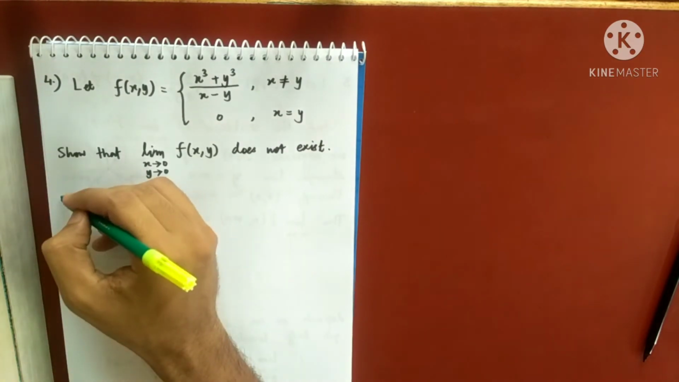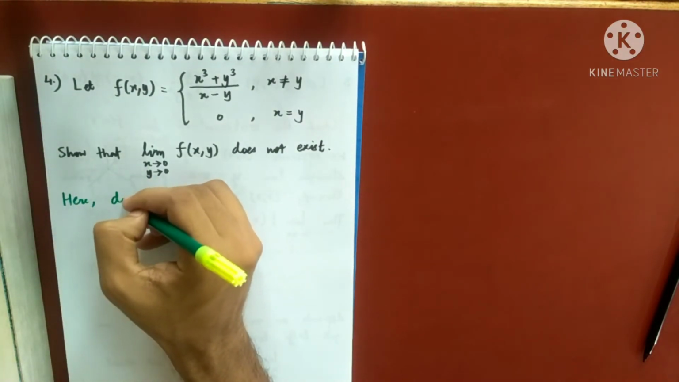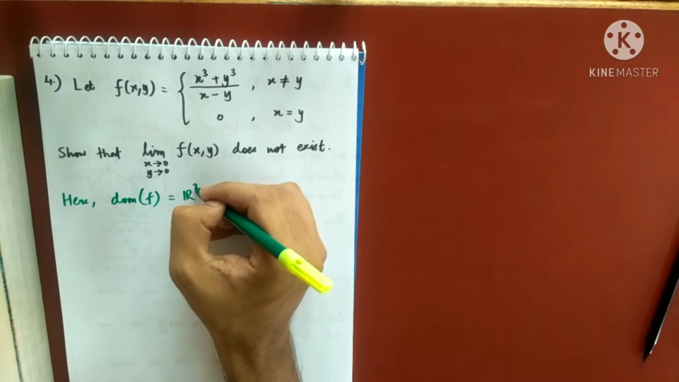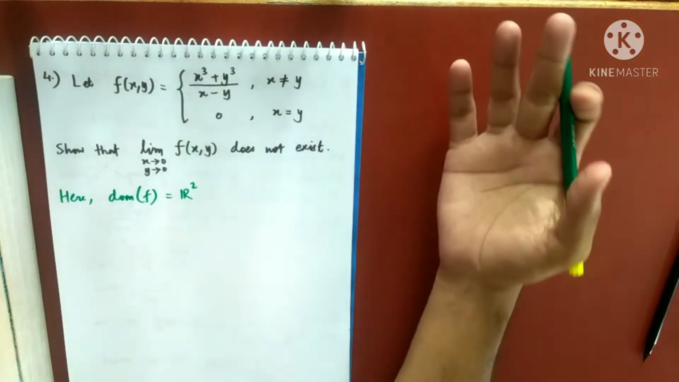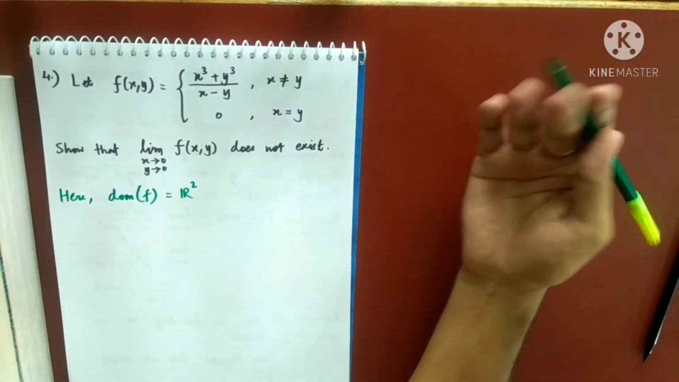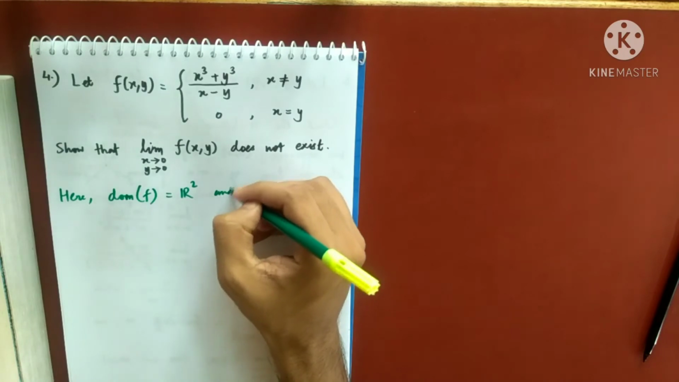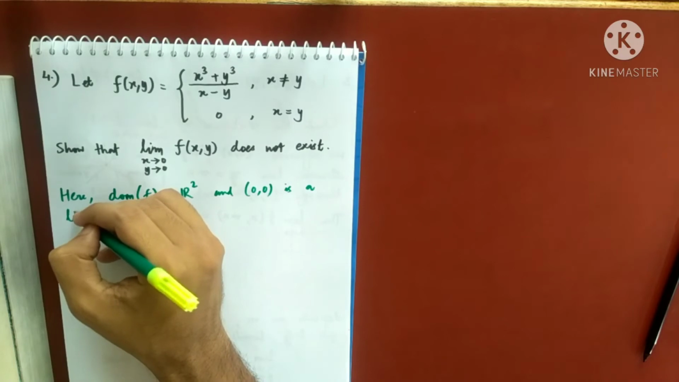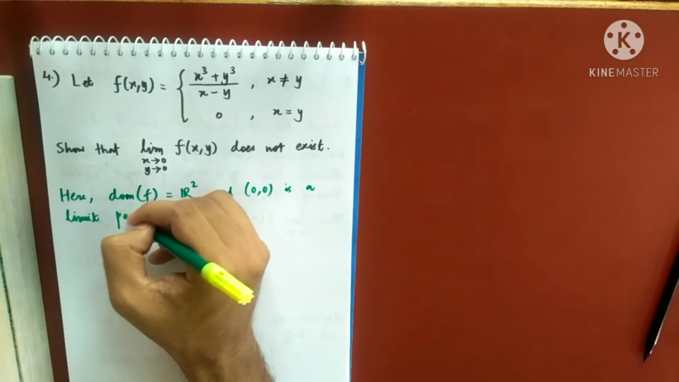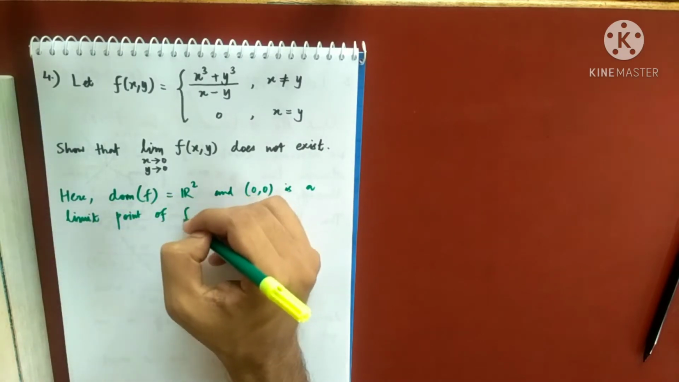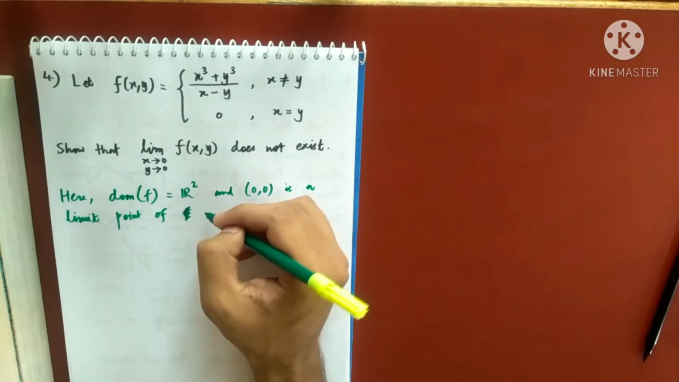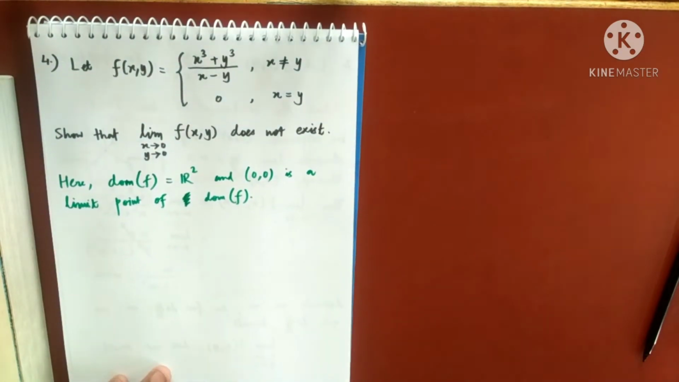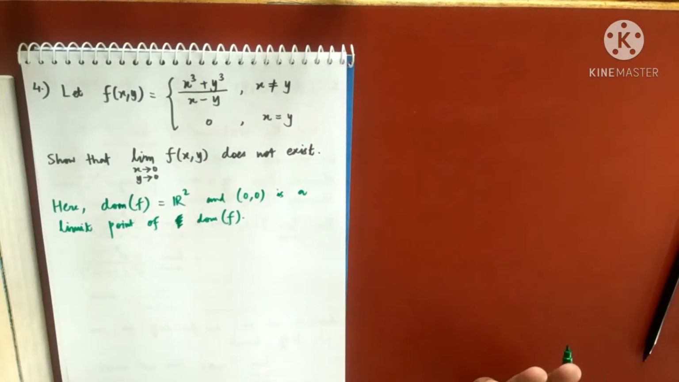So here, the domain of the function is actually all of R², because it is defined for every possible real number, (x, y) in R². And definitely (0, 0) is a limit point of the domain of f. Good enough. Now let us start approaching using different curves.